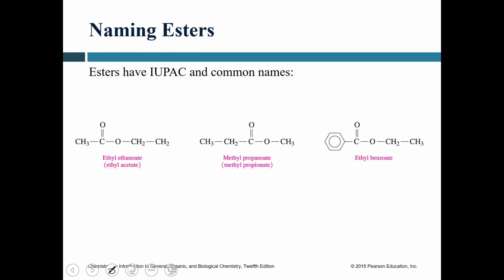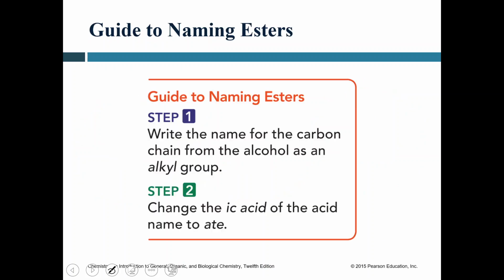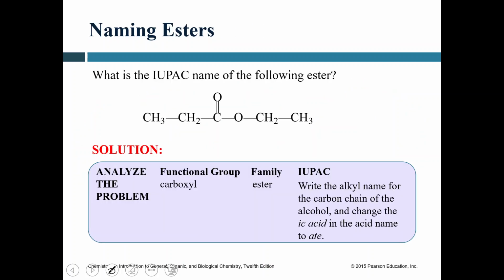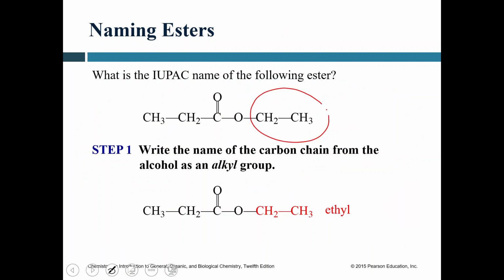Many esters have both IUPAC names and common names. For instance, ethyl ethanoate will be ethyl acetate. Methyl propanoate, methyl propionate. And ethyl benzoate, well, there you go. So let's name some esters. Here's the ester. We need to name it. So we need to write an alkyl name for this part, and we need to write a carboxylate name for that part. So alkyl name, 2 carbons, ethyl.